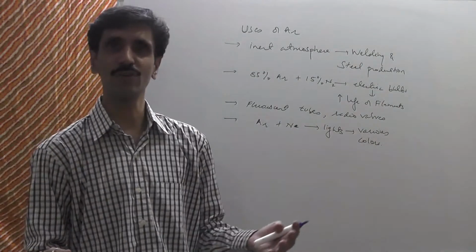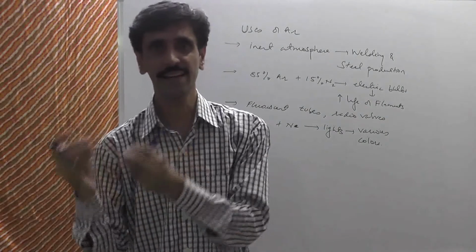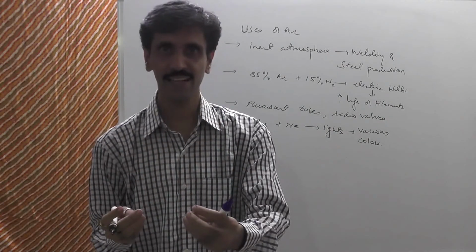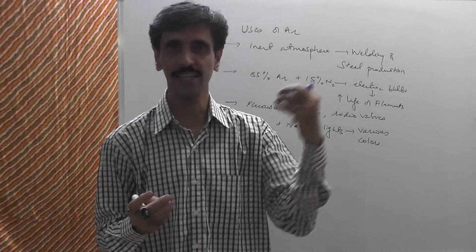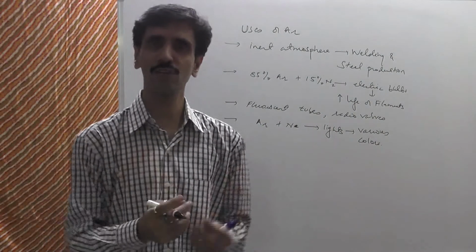So this is all about the uses of argon. Three basic inert elements ke baare mein hum log ne charcha kiya with respect to the uses, and that was helium, neon as well as argon. And I am sure you have understood this very well.